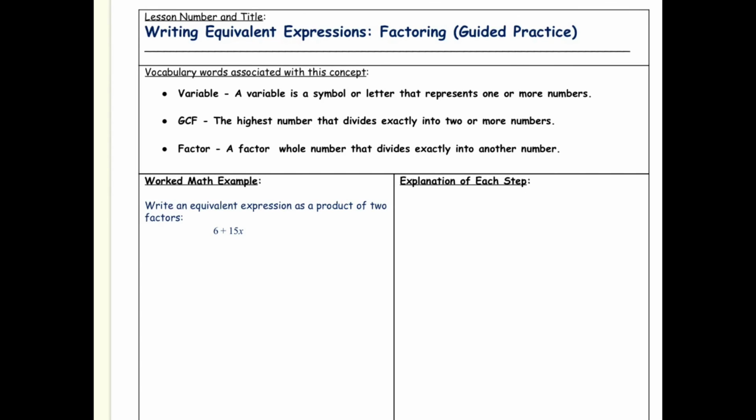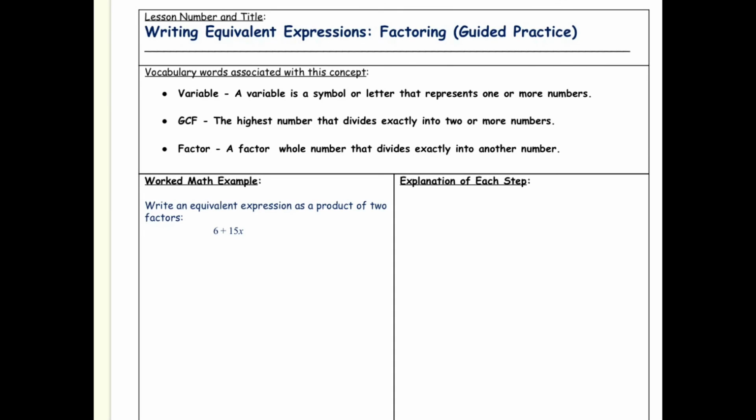Now, following the same idea, we're going to be writing equivalent expressions by factoring. Okay, the terms that you need to know are variable. A variable is a symbol or a letter that represents one or more numbers. GCF, that stands for greatest common factor, the greatest number that divides exactly into two or more numbers. And a factor is a whole number that divides exactly into another number.